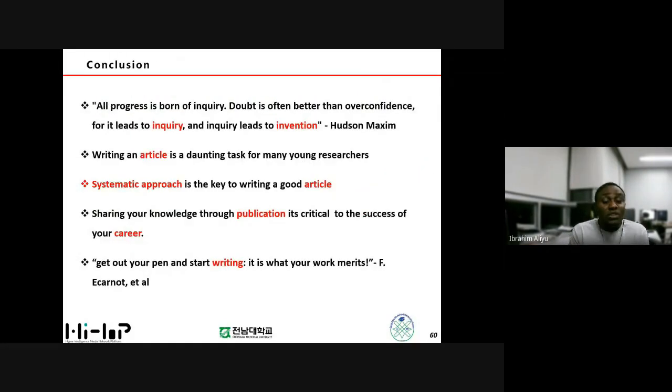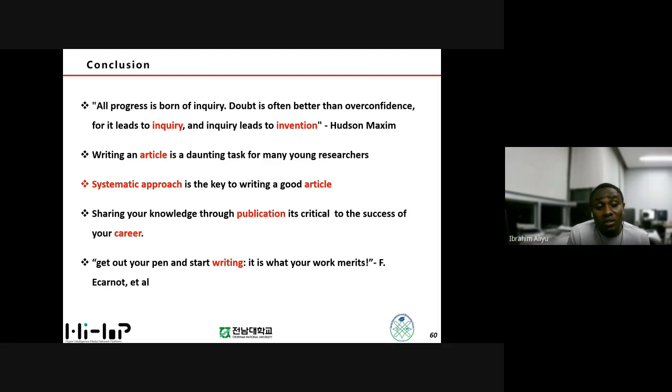So I would like to conclude with Henson Maxine's statement that says all progress is born of inquiry. Doubt is often better than overconfidence, for it leads to inquiry, and inquiry leads to invention. So writing an article, as we have seen today, is really a daunting task for young researchers. The key to a good article is a systematic approach.